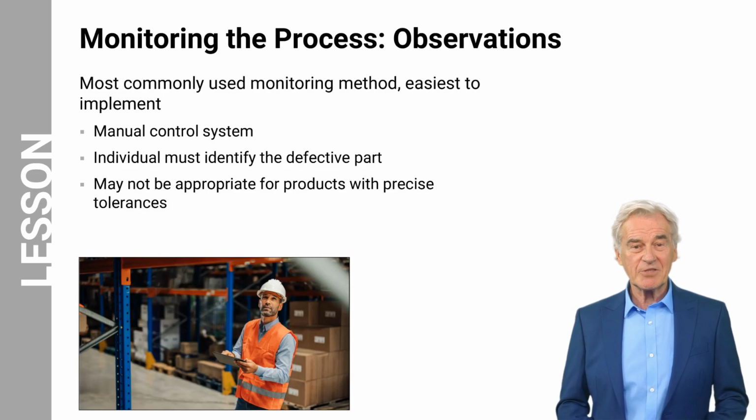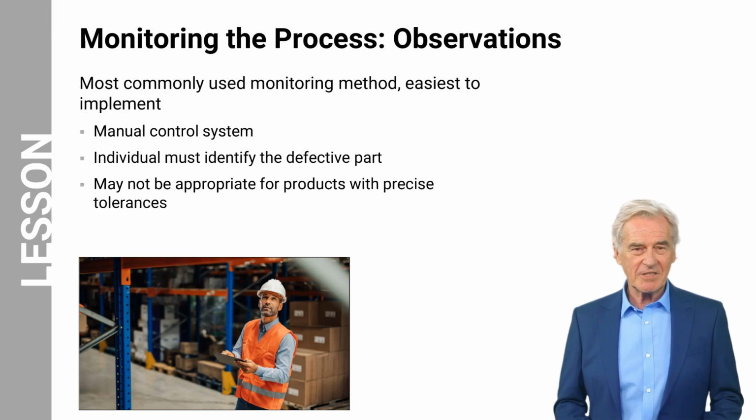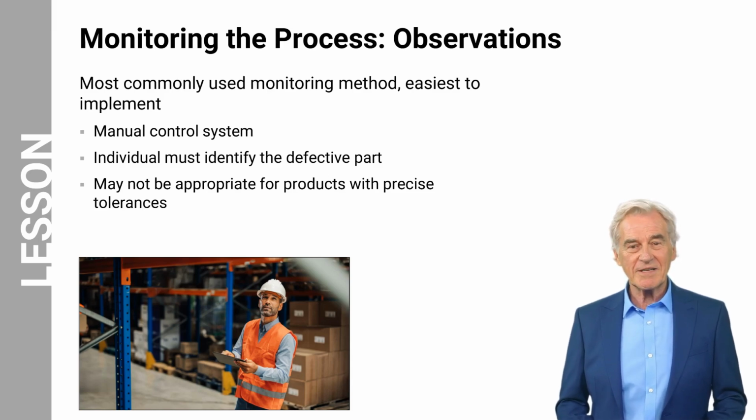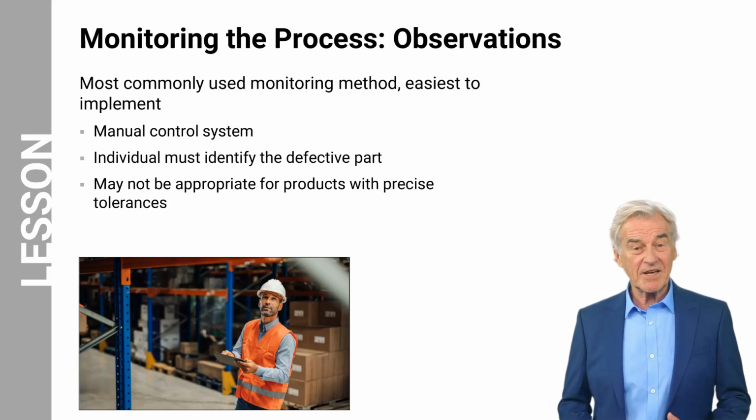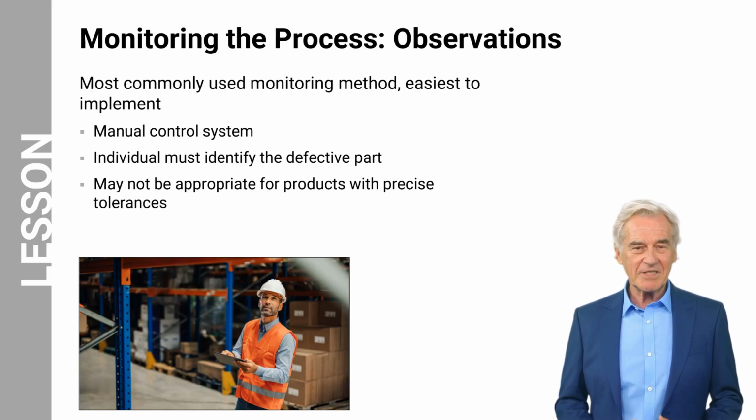Observations are a commonly used monitoring method because they are one of the easiest to implement. Observation is a manual control system that requires an easily observable defect and an individual who knows how to identify a defective part. One benefit of having the operator inspect for defects is that by being familiar with the production process, they may be better able to identify the source of the issues. By seeing the defect firsthand, rather than hearing it from a third party, the operator would also be able to react quickly to prevent the defect from occurring or causing more damage.